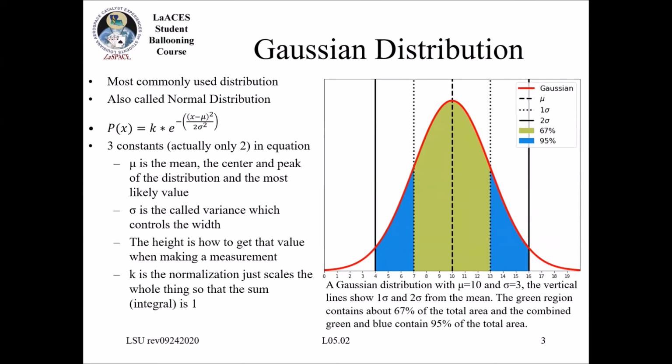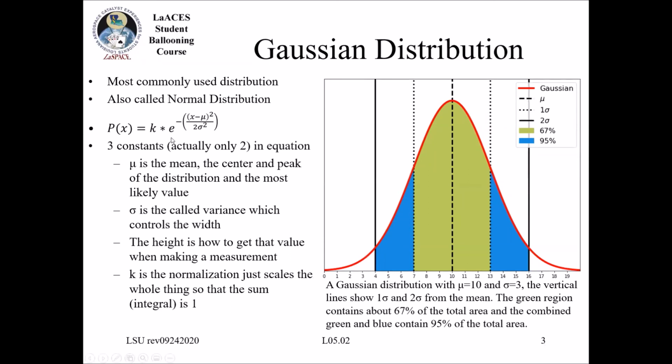So like I said, the most common type of distribution you see is something called a Gaussian distribution. It's also called a normal distribution. And it has this particular formula, and there are three constants that alter the specifics of the shape of this curve. And really, one of the constants depends on the other two, so there's only two parameters you have for picking it.